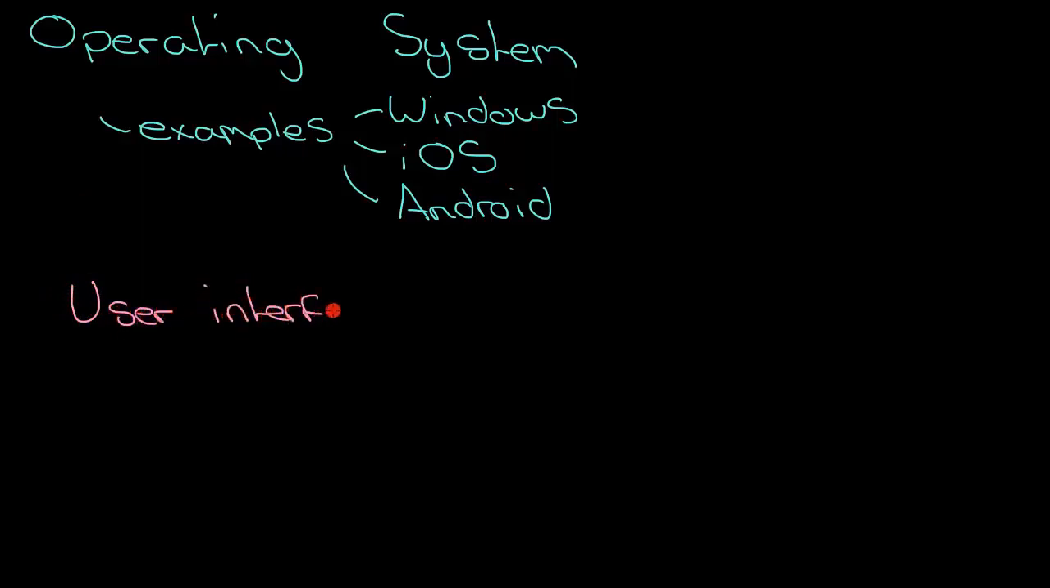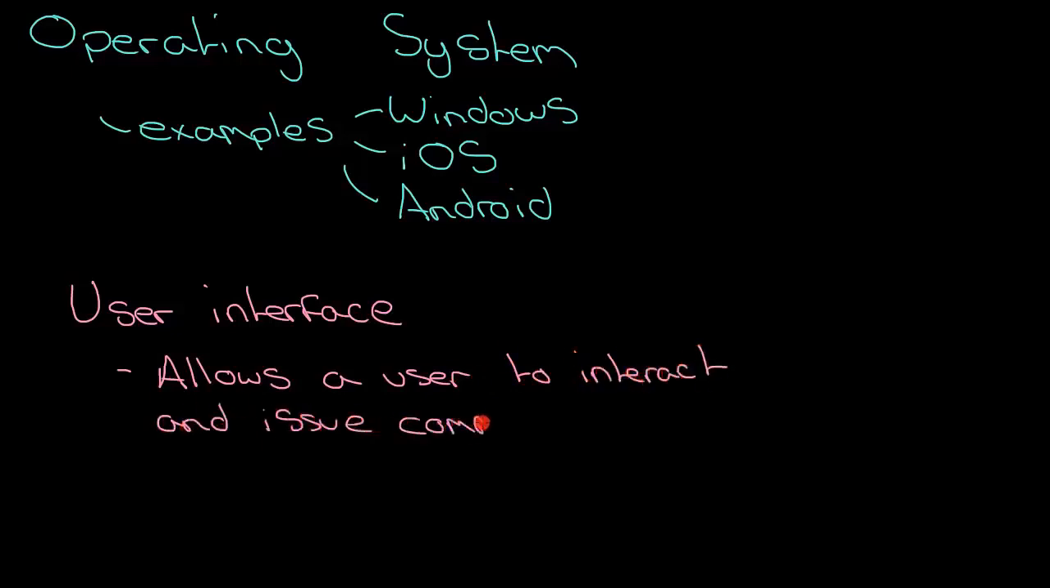First off, user interfaces. Every operating system provides at least one type of user interface. And a user interface allows a user to interact with the computer and issue commands to it. And they come in a variety of different forms. So let's have a look at a few different ones. First one we're going to have a look at is a GUI. Let's have a look on the right hand side now then.